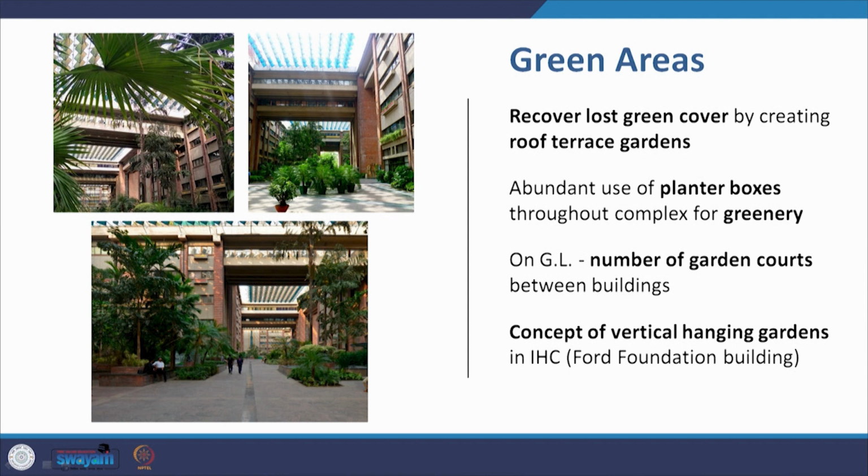On the ground level there are a number of garden courts in between the buildings, and there is also the concept of vertical hanging gardens. These elements, these planter boxes that you see, which are also found in the Ford Foundation building done by Stein, I have shown in the picture earlier. This idea of recovering lost green cover through terrace gardens is again a fundamental principle of green building design, which was then done organically by Stein.